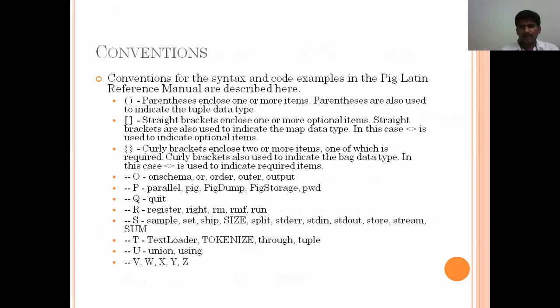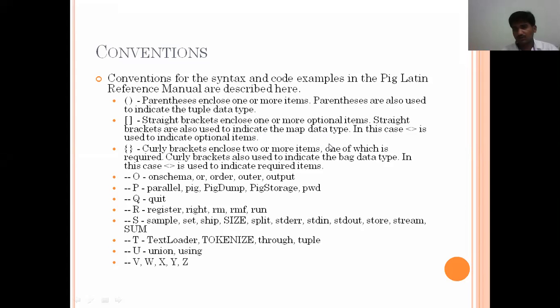So we have conventions. What are the conventions? For syntax and code examples, Pig Latin refers to the manual, as described here. For example, parentheses enclose one or more items. Parentheses are also used to indicate tuple data. Square brackets enclose one or more optional items. Square brackets are also used to indicate the map data type.